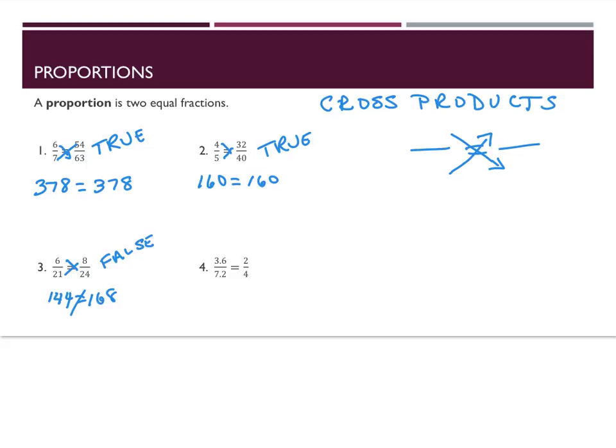If you have decimals, it doesn't change a thing about what we need to do. I can multiply 4 times 3.6 as easily as I did any of the other multiplications. 4 times 3.6 gives me 14.4. All I need to worry about is what I get when I do the second cross product. 2 times 7.2, I also get 14.4. If the cross products are equal, the original proportion was true.